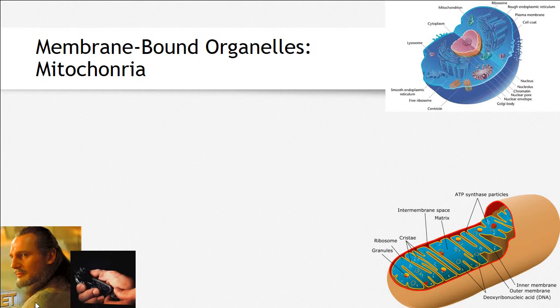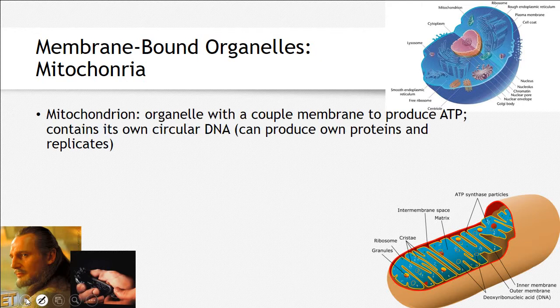Okay, the next membrane-bound organelles are the mitochondria, not midichlorians or whatever episode 1 was all about. But mitochondria is a membrane-bound organelle that ends up making ATP. Once again, ATP is our cell's way to utilize energy. It also contains its own circular DNA. So that DNA will end up allowing it to produce its own proteins and help it replicate itself. If the cell needs to make more ATP, it will end up making more mitochondria.